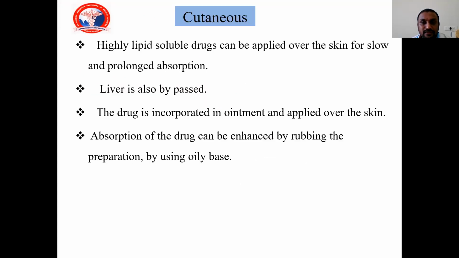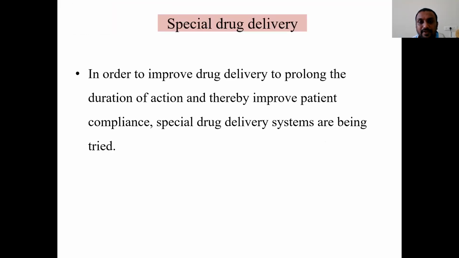Coming to the cutaneous route, highly lipid soluble drugs can be applied over the skin for slow and prolonged absorption. Drugs given by the cutaneous route will bypass the liver, so first pass metabolism can be avoided and the bioavailability of a drug can be increased. The drugs given by the cutaneous route are incorporated into an ointment or applied over the skin. The absorption of the drug can be enhanced by rubbing and by using an oil base.